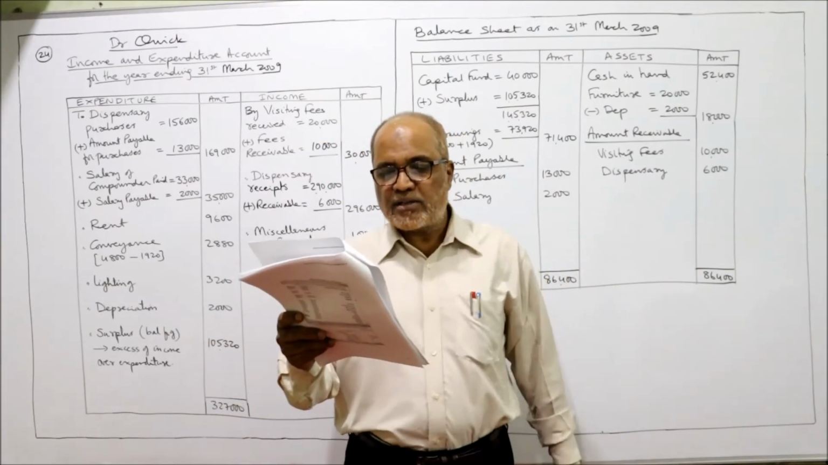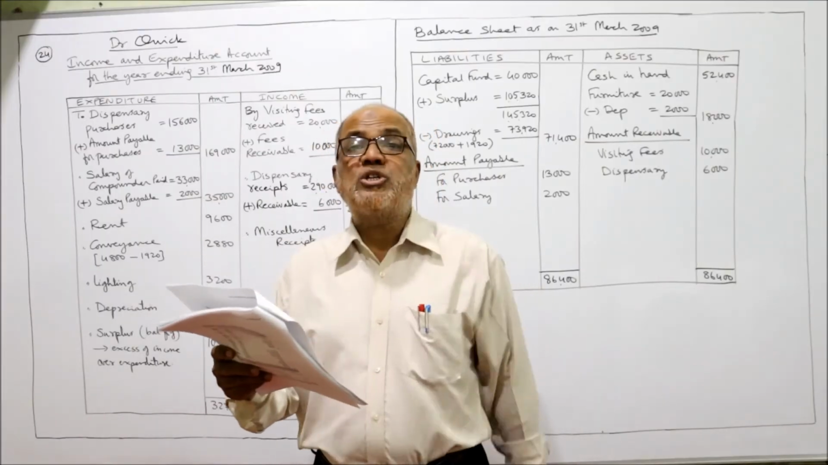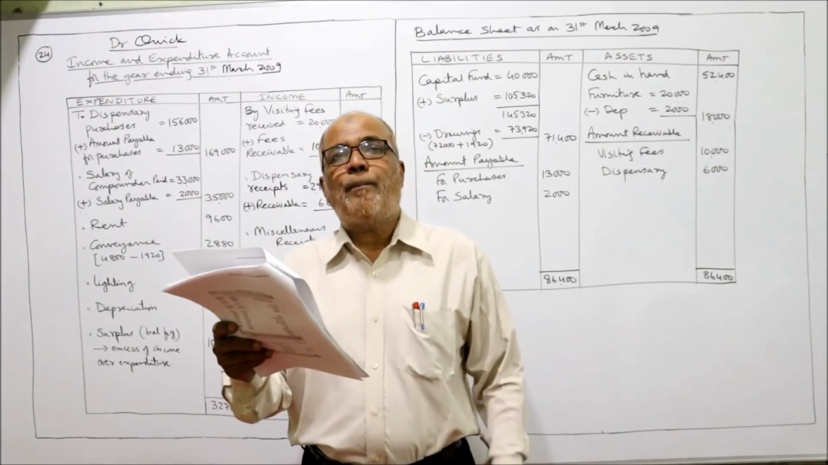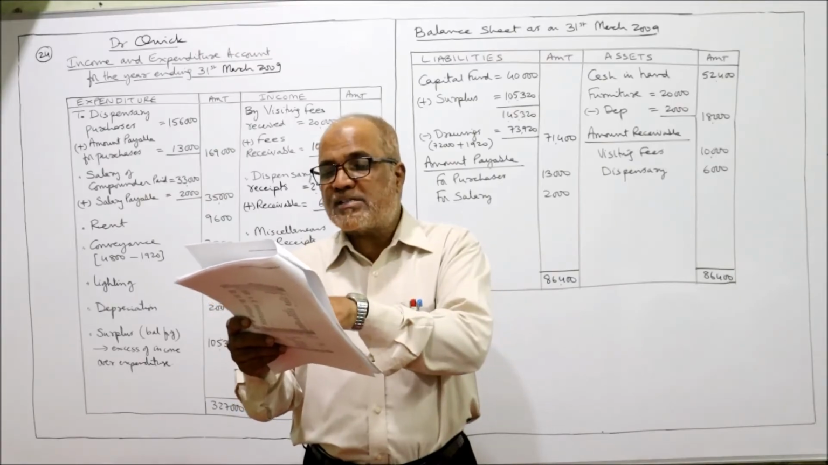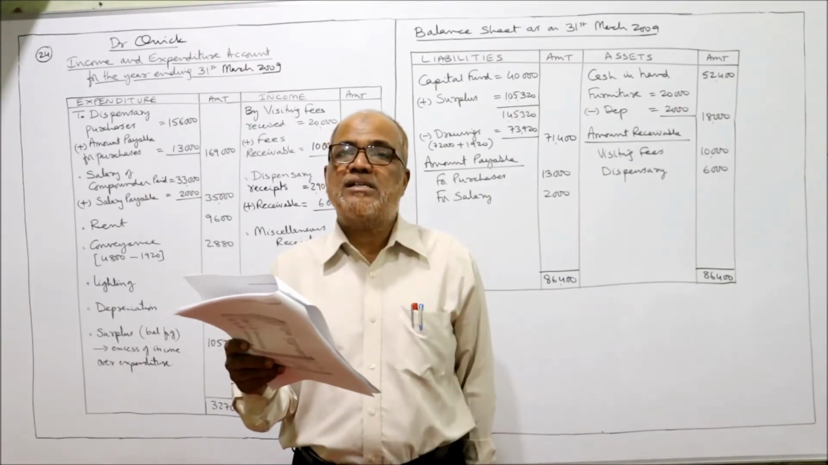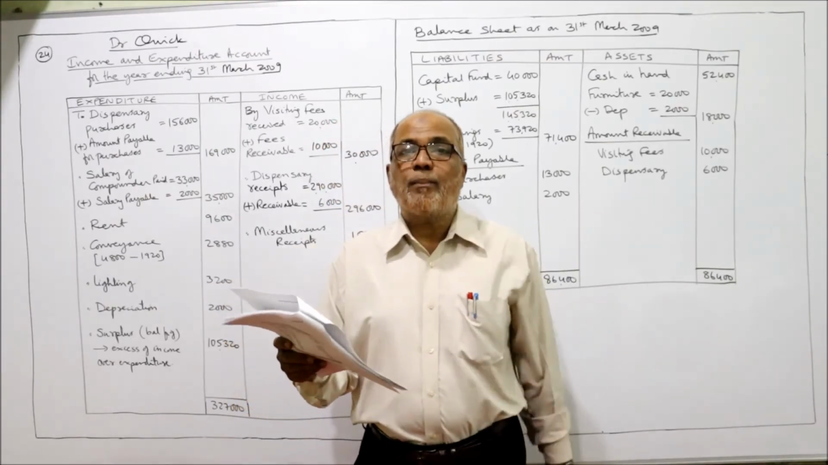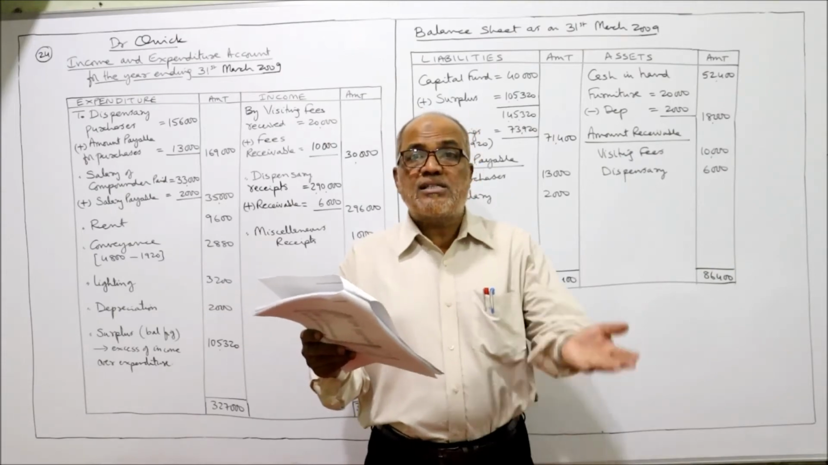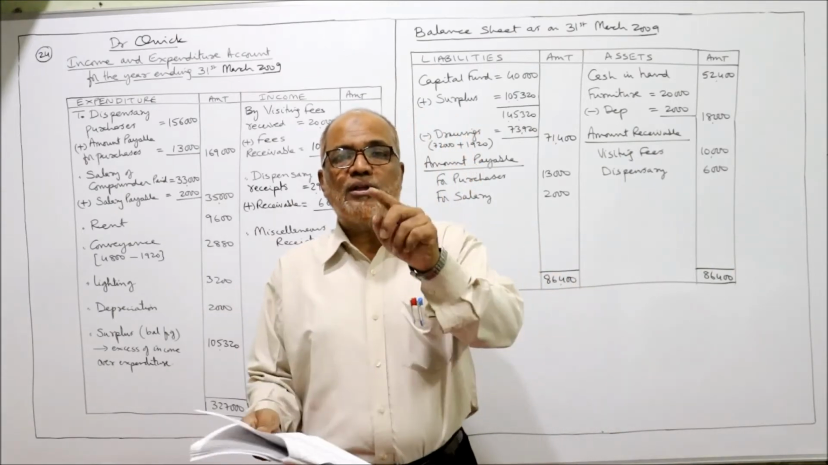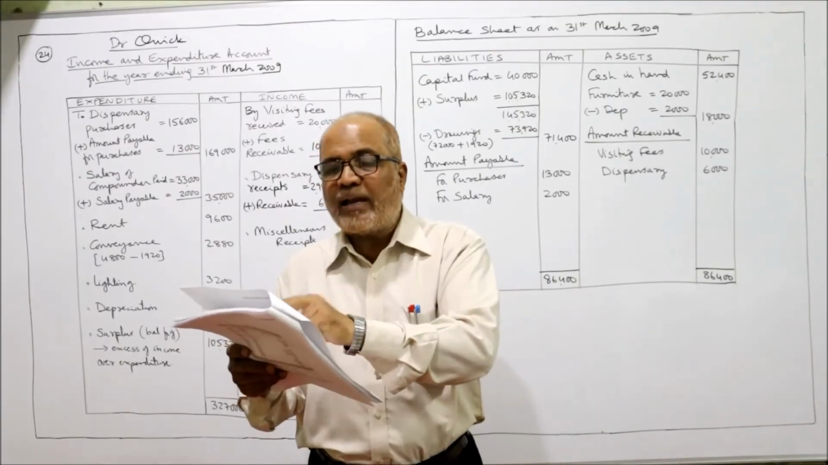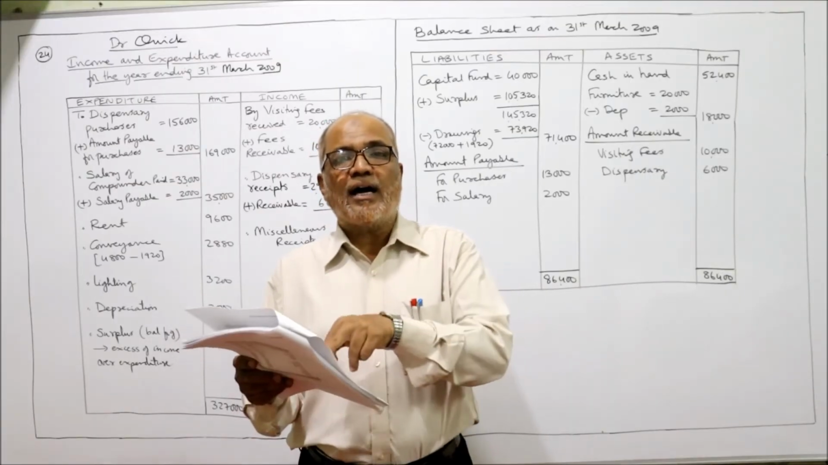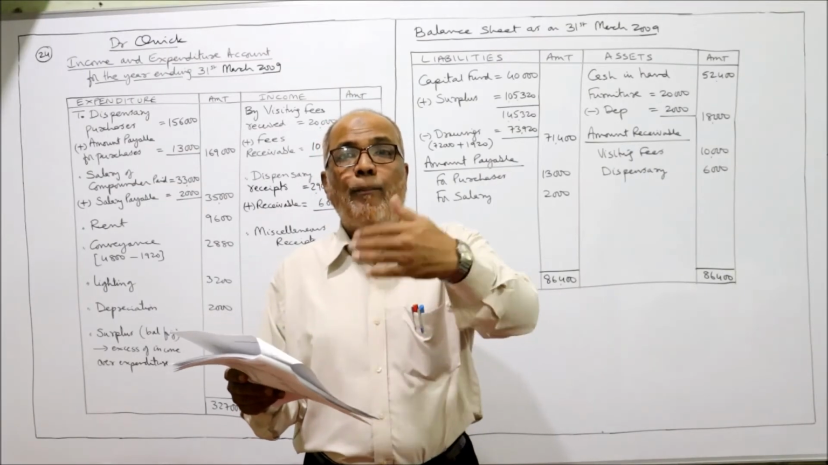Now the second adjustment, amount payable for purchases. Actually, how much are the purchases for dispensary? On the payment side you can see 1,56,000 is the payment made for purchase of dispensary. Still payable 13,000. So this 13,000 will be added to 1,56,000. And again that 13,000 is the amount payable.